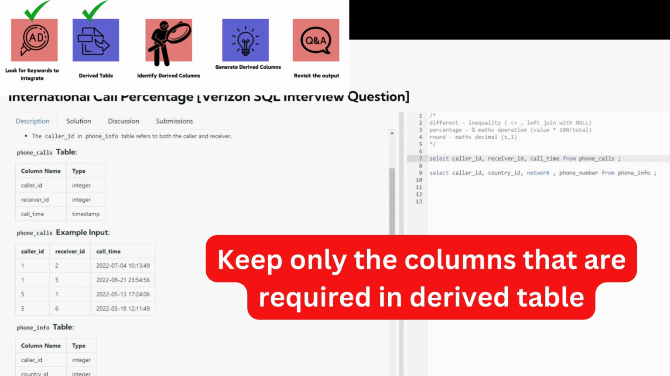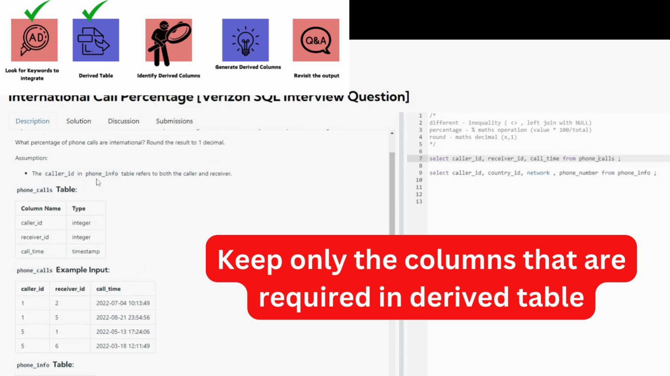Now, if you can recall, I said that we basically keep only those columns. Now we are in the next step, we will be converting these queries into derived table. And before that, if you can recall, I mentioned keep only the columns which are actually required to solve the questions, not all the columns. So in this case, caller ID definitely we'll keep because it's a joining column. Receiver ID also we'll keep because the receiver ID will also be joined from caller ID. If you see here the assumption, the caller ID in phone info table refers to both the caller and receiver. So we'll keep the receiver ID, but call time is not required. So maybe we can remove this column.